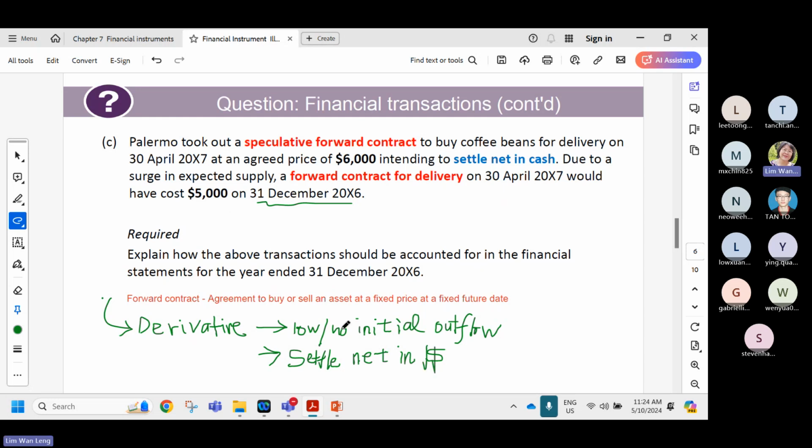Okay, so from here we know that when you enter into a speculative forward contract, you are going to agree to buy what? Coffee beans, which is an asset to you, at a fixed price. How much is the price? 6,000, at a fixed future date, that is 30th April X7. That means you buy something and the price is determined today for something that is going to be settled net at some time in the future. That means this is actually quite speculative, is it not?